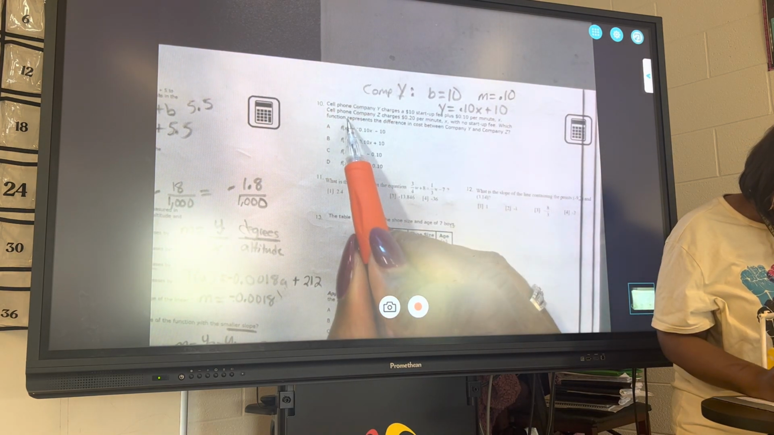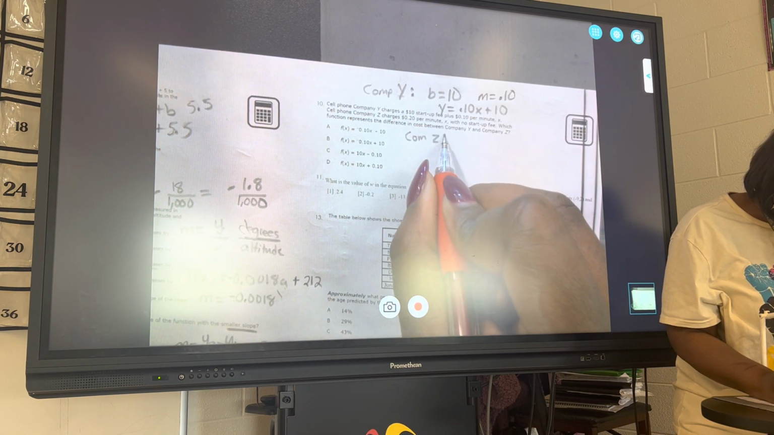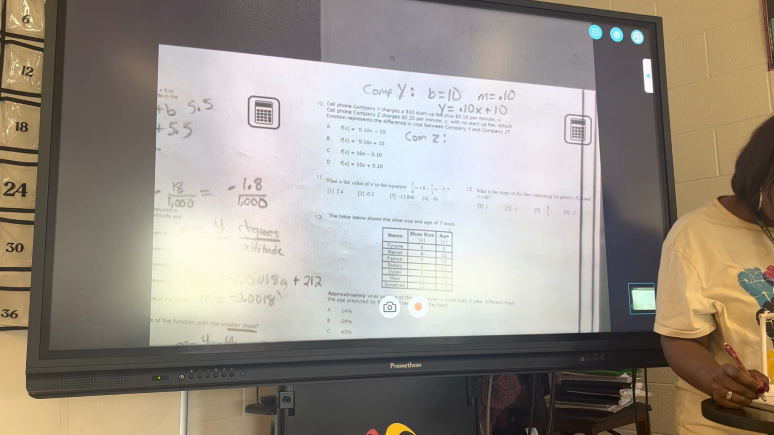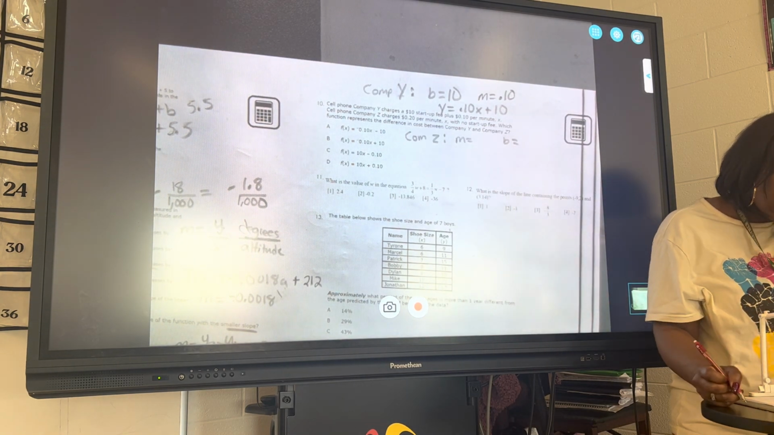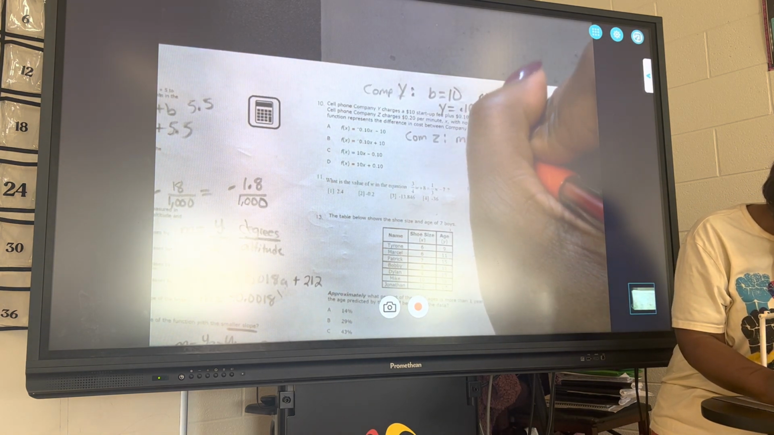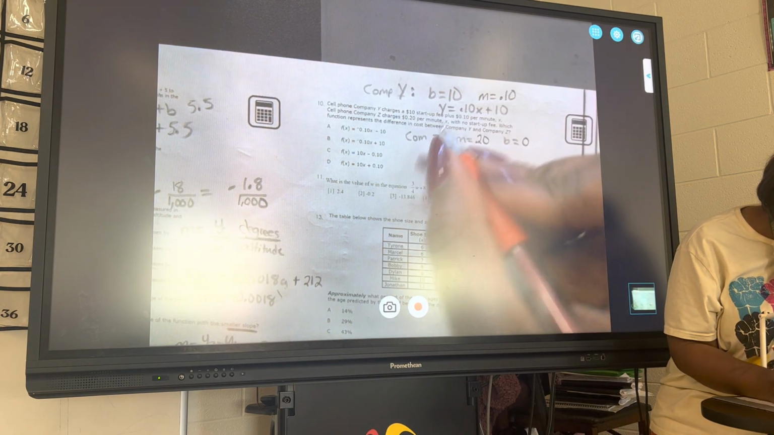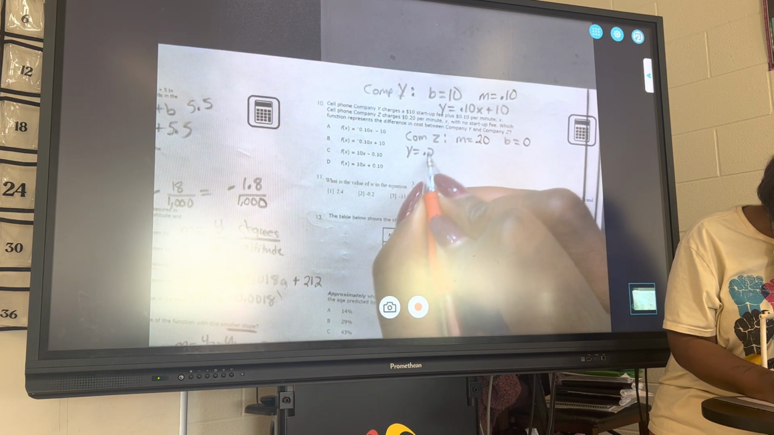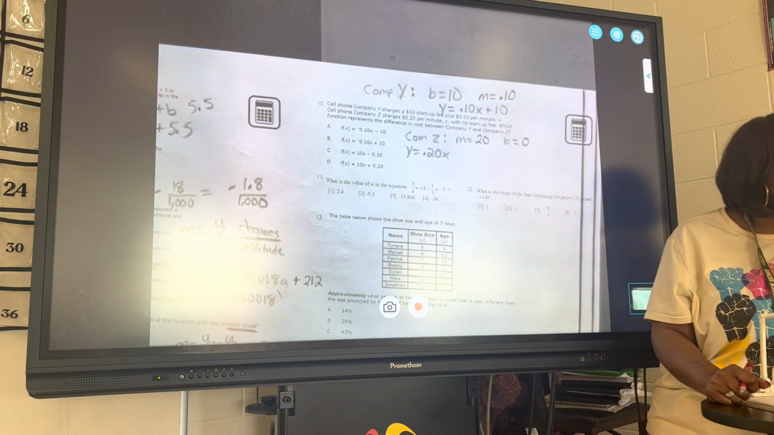So now it's saying that company Z, so let's write company Z, charges 20 cents per minute with no startup fee. So for company Z, what's my M and then what's my B? What's my M for company Z? 20 cents. And what's my B? 0. So to write this as an equation, what would that be? Plus 0 or just nothing at all. Are you okay with that?